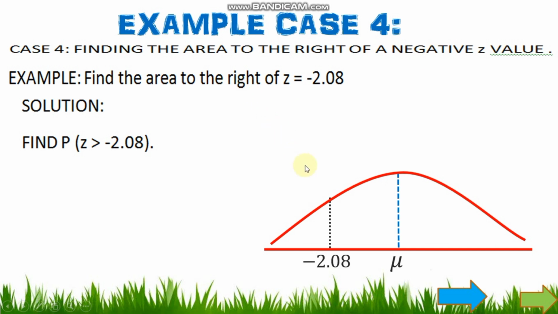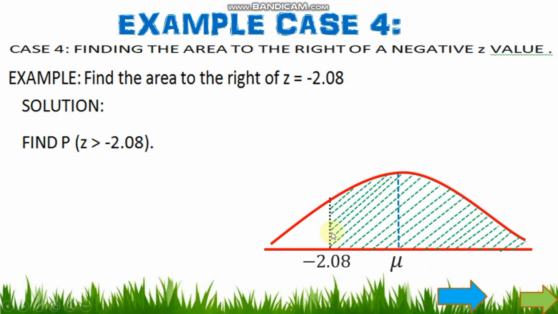Now, we are looking for the area to its right. So, what's the area to its right? To the right of this we have the whole of this, so we are looking at this whole shaded portion or area. Again, you know very well that the whole right side is equal to 0.5. Since it includes the area from the mean to negative 2.08, we also have to find that area.